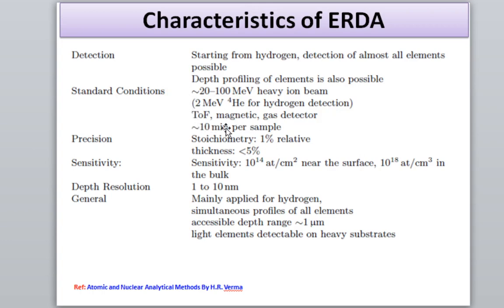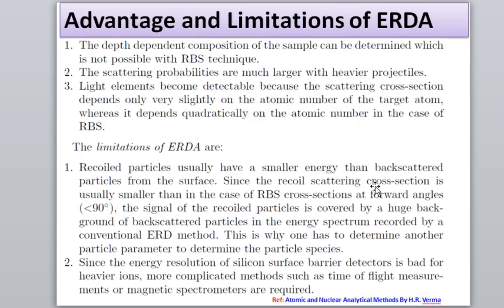It requires about 10 minutes per sample. Precision is 1% relative. Stoichiometry and thickness are within plus minus 5%. Sensitivity is 10^14 atoms per centimeter square, which is very sensitive, and 10^8 to 10^18 in bulk. Depth resolution can go down to 10 nanometers, and generally you can read and see the characteristics of ERDA.